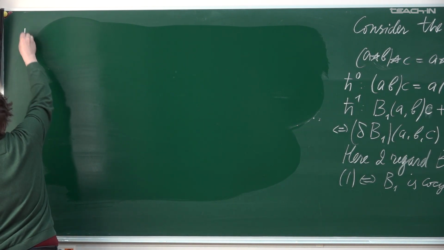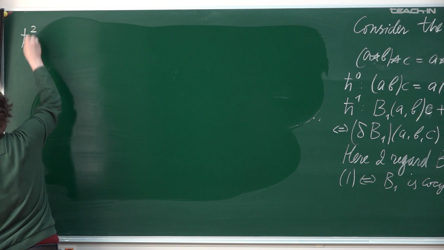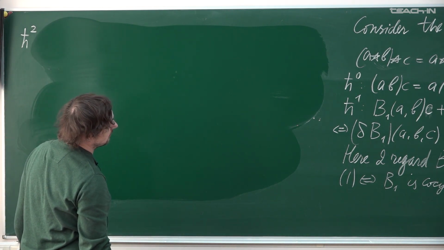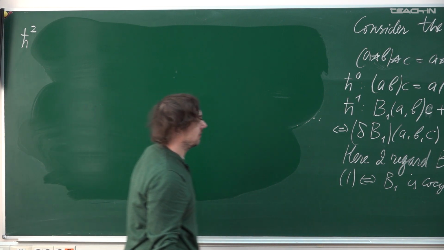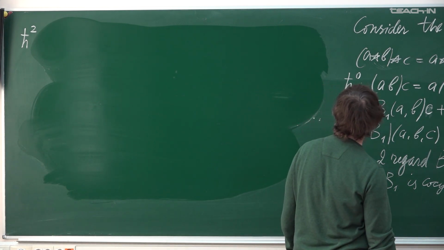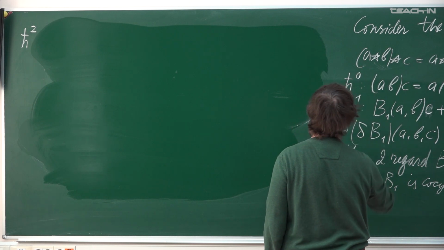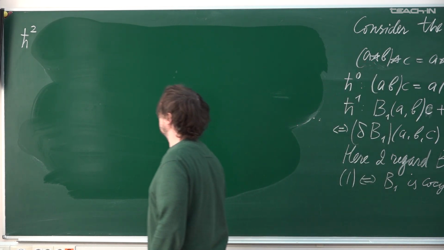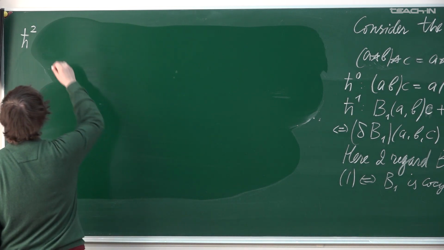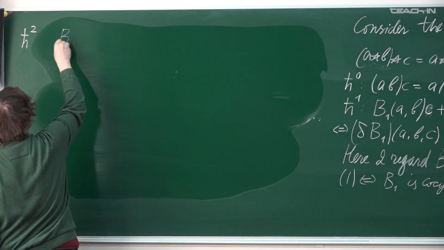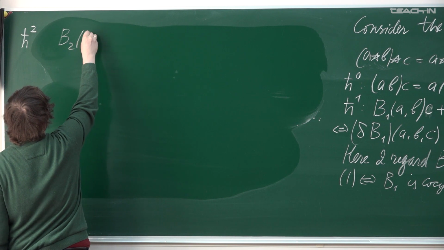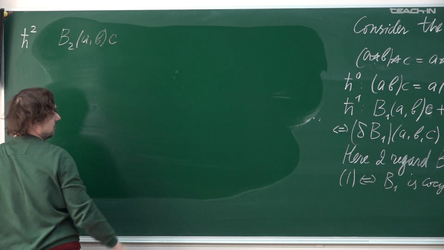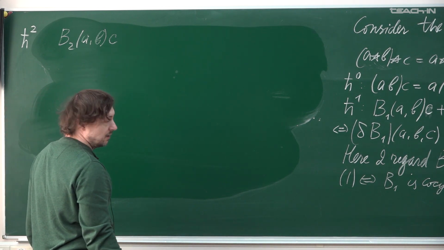So ħ to the power 2, the quadratic terms with respect to ħ. How can we get them? It is a little bit more complicated. Let me begin with quadratic terms inside the parentheses. You can get the quadratic term if you consider B2 of A comma B, and then you just multiply it by C.